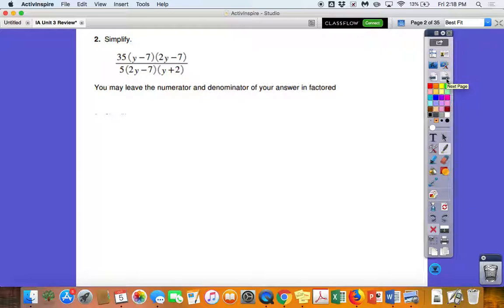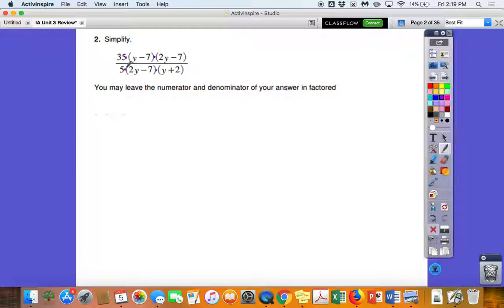Okay, so simplify. You may leave the numerator and denominator of your answer factored. So that means don't worry about multiplying it out. Just find your matches. Remember, it has to be exactly perfect matches. You can't do part of a factor. It has to be multiplied for you to be able to reduce. So you can't reduce anything that is added or subtracted.